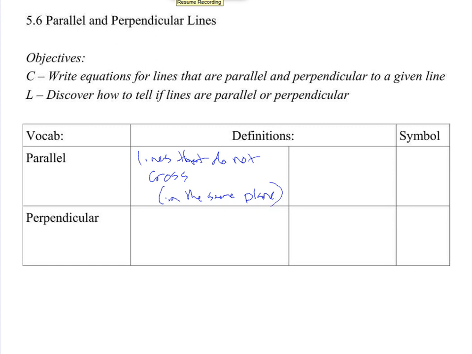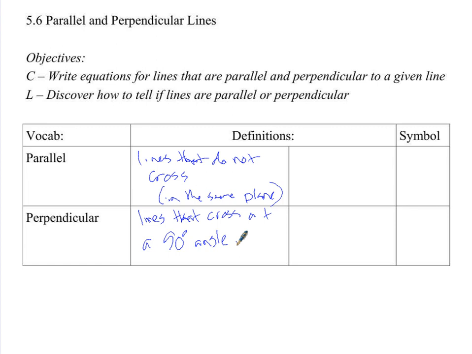So what does perpendicular mean? These lines do cross. So lines that cross, but there's something special about the way that they cross: at a 90-degree angle. Or in geometry terms, at a right angle. 90 degrees means a right angle. And we have a couple of symbols that we need to talk about.